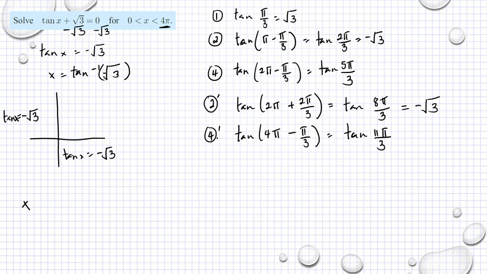So our x now, we have 2 pi divided by 3, we have 5 pi divided by 3, and then we have 8 pi divided by 3, and then 11 pi divided by 3.